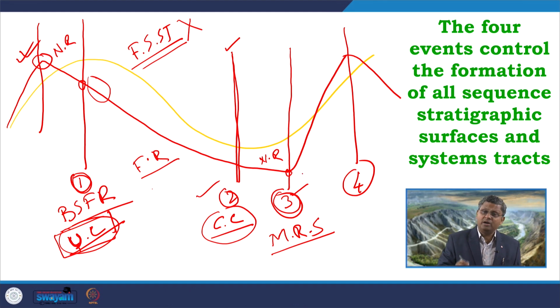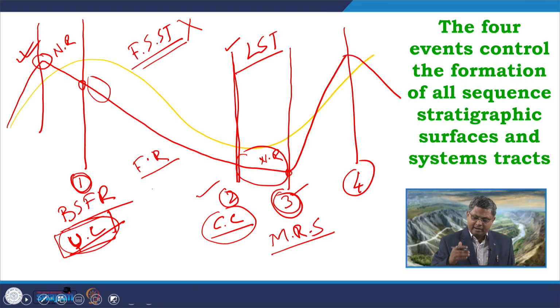Now, from this point onward, from boundary 3, the MRS, we are getting a transgression. But before that, within this part, when this normal regression is going on, base level has started rising. So, it is producing new accommodation, and within that accommodation we will get aggregation, accumulation of sediments, and as a result a package of strata will form in the marginal marine part, in the deep marine part, in the fluvial part, and that package is identified as another system tract which we call the lowstand system tract or LST. Next, after this comes the transgressive phase.